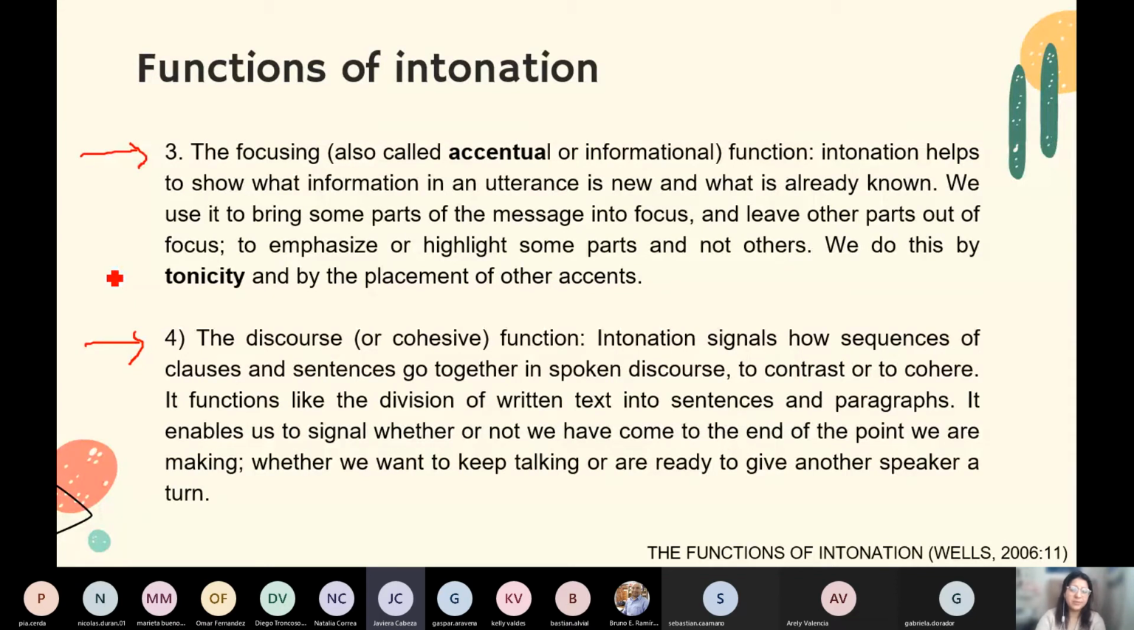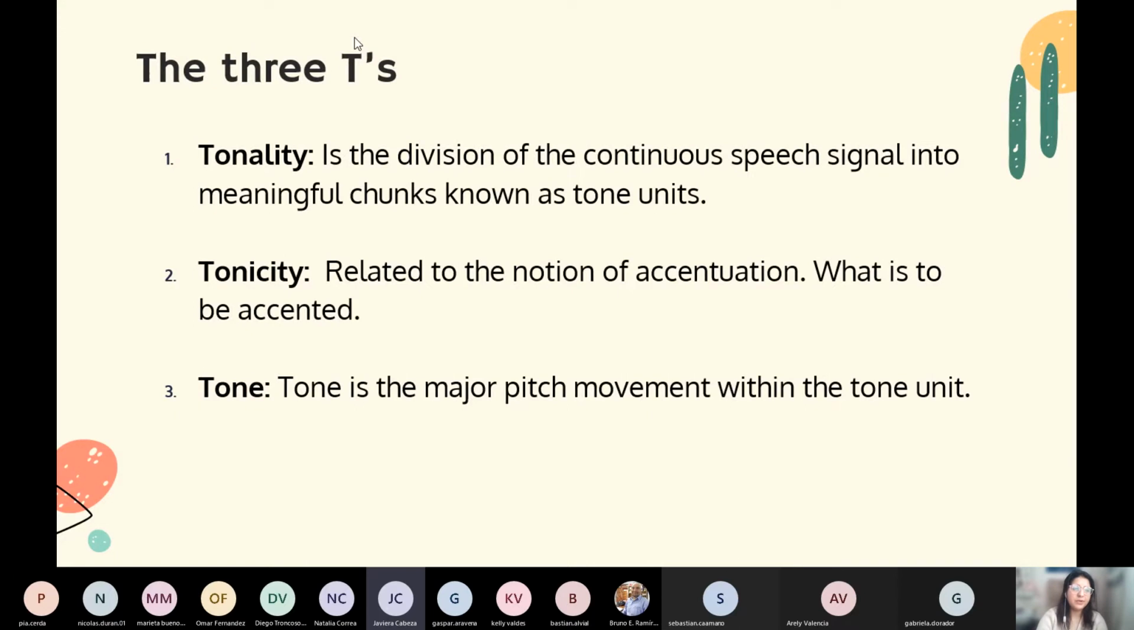And I don't know if you remember, but now, for instance, here we have the word tonicity in bold, and here we have something that we call the 3 T's. The 3 T's are those 3 words that you have there: tonality, tonicity, and tone, and each one of them has been mentioned in the previous functions.